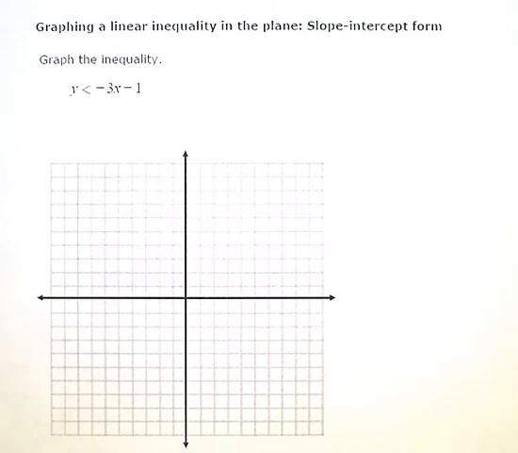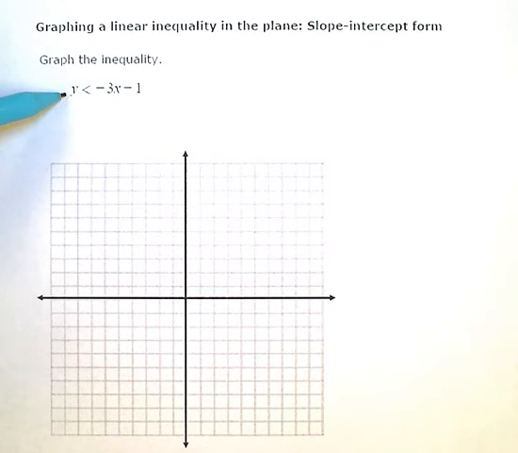Graphing a linear inequality in the plane, slope-intercept form. So my problem here says I need to graph the inequality, and I have y is less than negative 3x minus 1. So the first thing I want to do is graph the boundary line here.